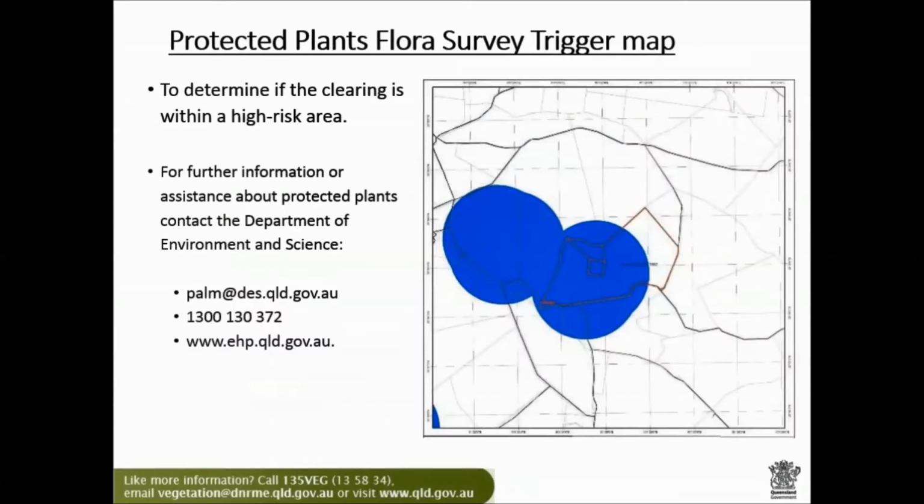The protected plants flora survey trigger map. Now I've put a number on there to call. This is where there's some sort of protected plants in that area and it may affect your development. It's actually not our department. So with that one, we suggest if you've got that, which is going to be pretty rare, it'll be very rare to find that out here. But if you do have a spot like that on your map, on the protected plants flora survey trigger map, there's a number there to call and you can have a chat to them about what that means. And it affects different types of development in different ways.